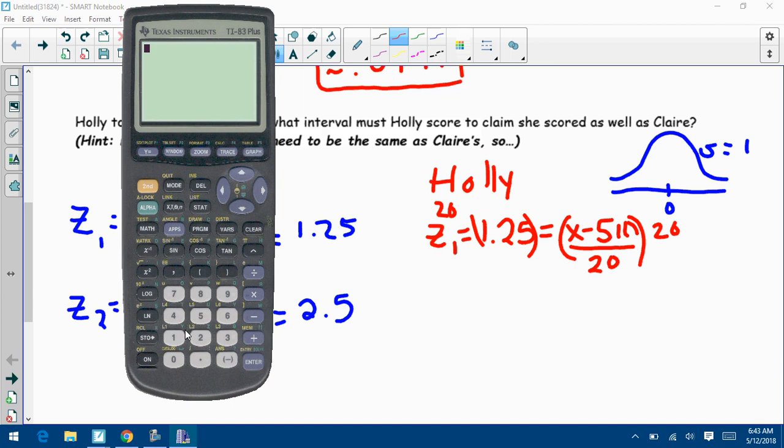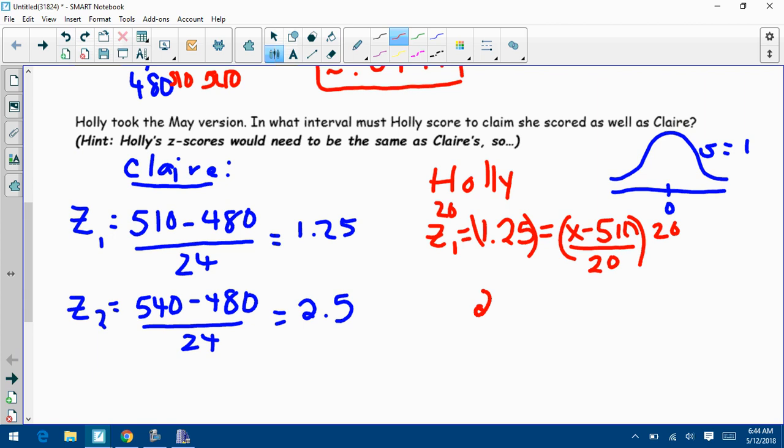Okay, so I got to do 1.25 times 20. Gets me 25. So 25 equals x minus 510. And when I solve for x, add that 510 over, we get that her lower score has to be 535.